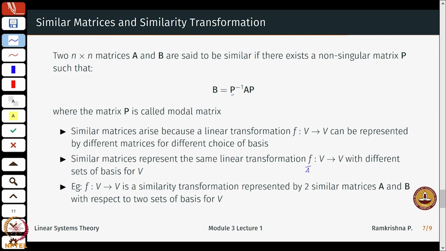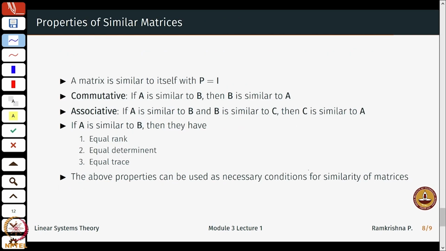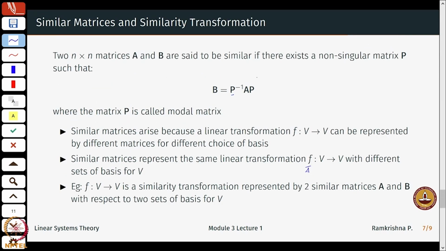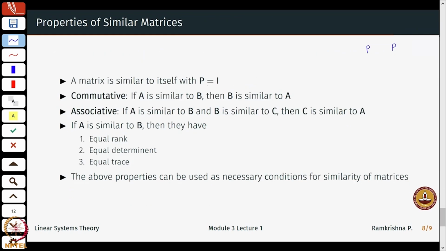Okay. So, how do we derive this? A matrix is similar to itself, right. So, what is the similarity transformation between A and A? Well, I can say that P is just the identity. Take a matrix A and A, what is P? The P turns out to be identity. This is trivial.